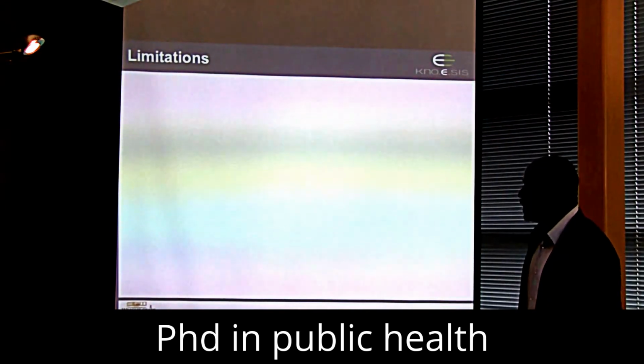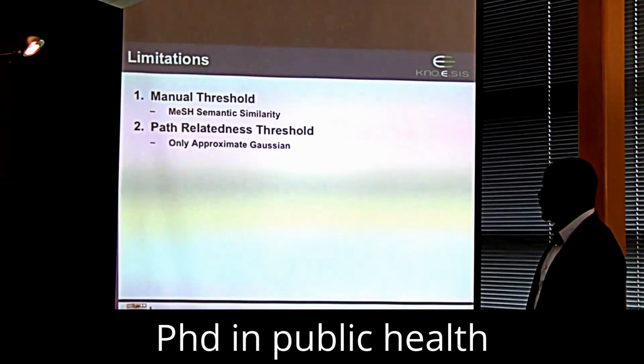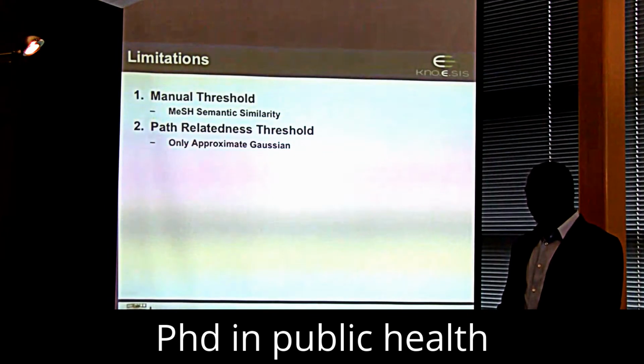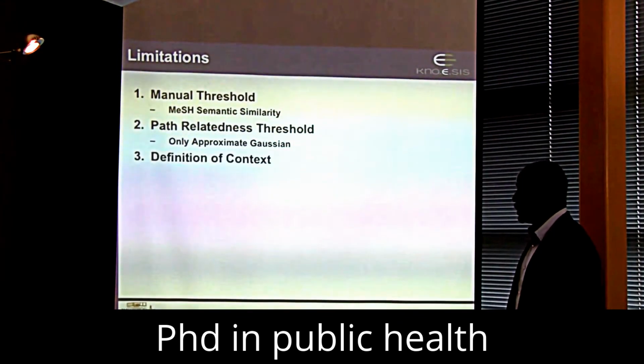Several limitations. One, the manual threshold for mesh semantic similarity, not cool. There are many things one can do there. The threshold for relatedness, our data approximates the Gaussian, but not quite. I mean, you could do some better things there.